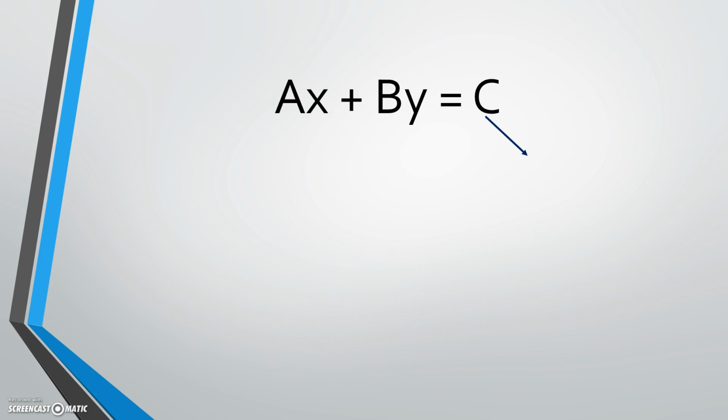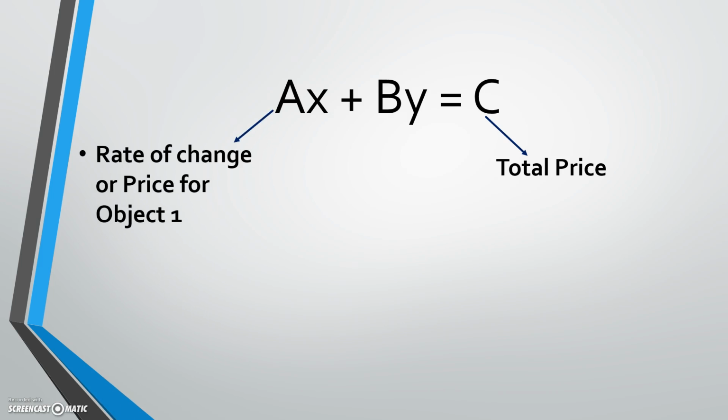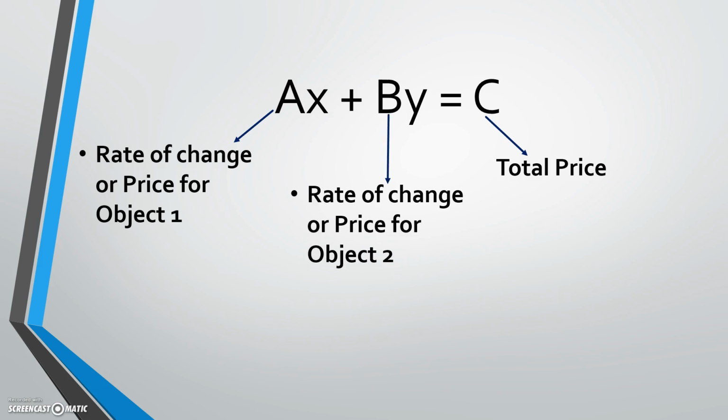First, c, the thing that's alone by itself on the other side of the equal sign, is again your total price or your total cost. The a stands for the rate of change or price for object one. So you have one object and that's the price for it. And then the b stands for the rate of change or price for object two.